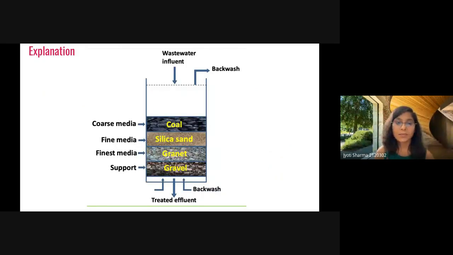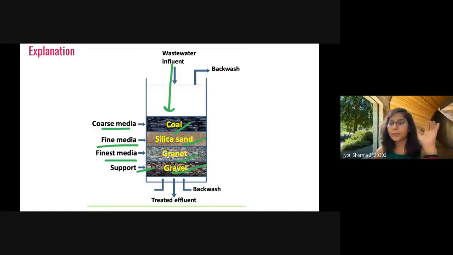So this is something that we have. Coarse media, we may have coal. Then fine media, we may have silica sand. Finest media, we will have granite, and we may have gravel. And we will have the wastewater. Then there will be transfer of these molecules from liquid to the solid surface, and this is how you will get the treated water.